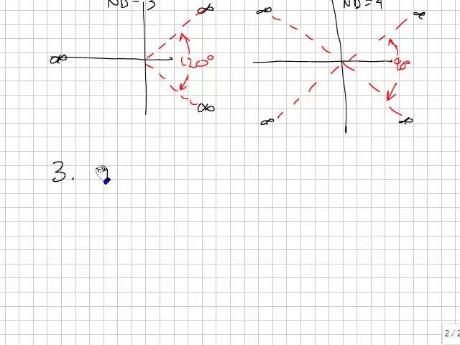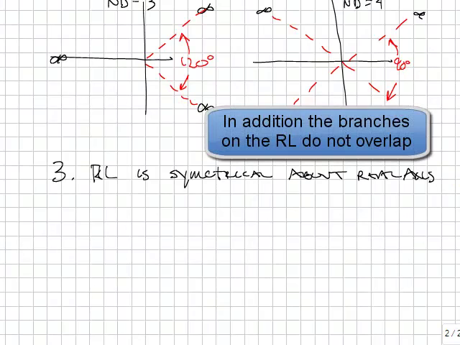Number 3, the root locus is symmetrical about the real axis. This is because our system is real, and so roots always come in complex conjugate pairs. Complex conjugate pairs are symmetrical about the real axis.